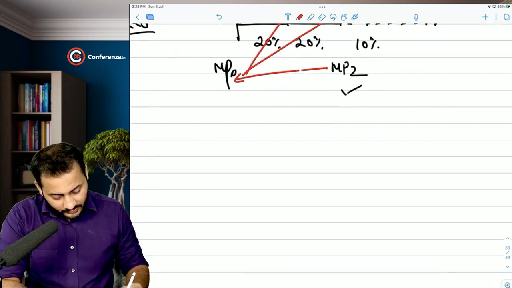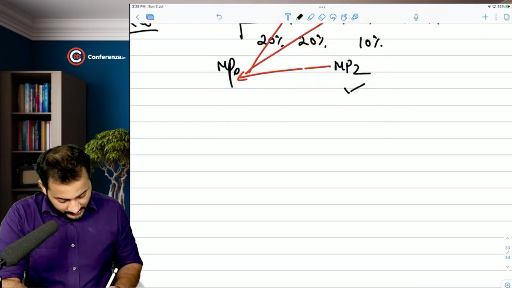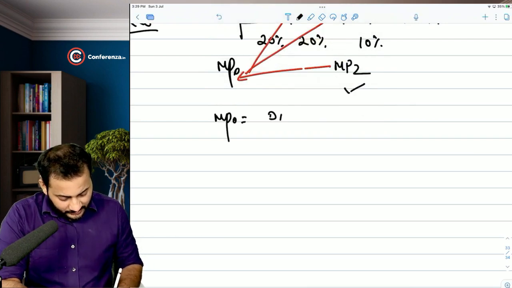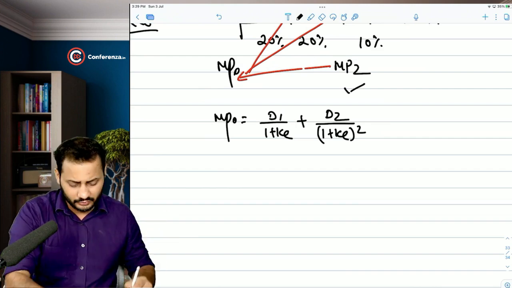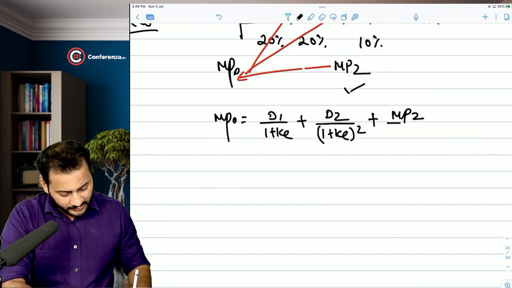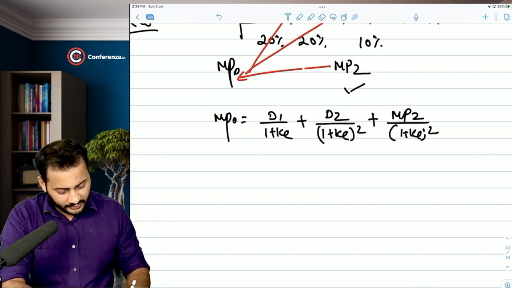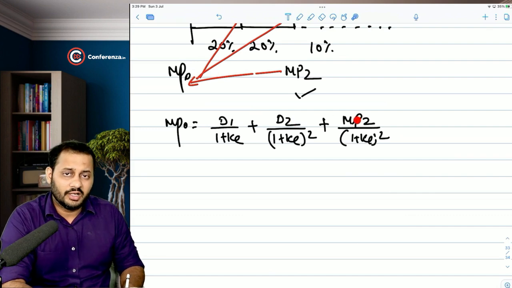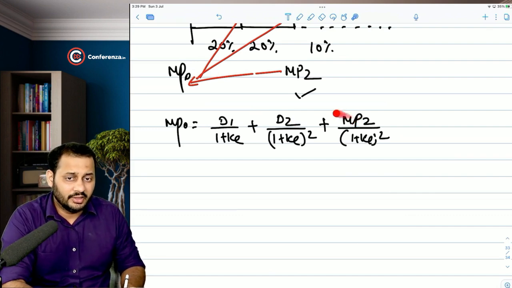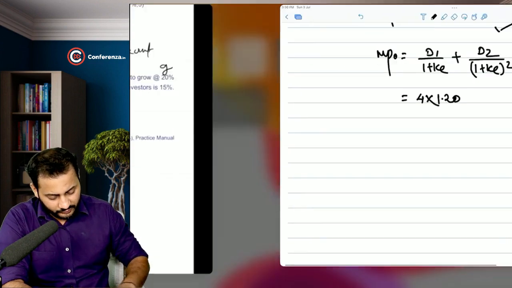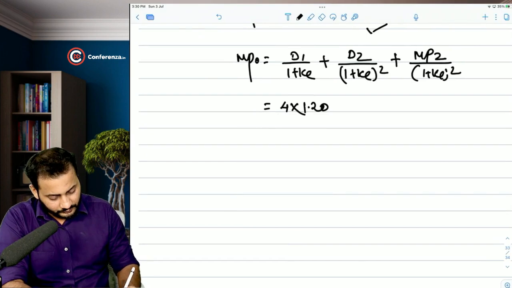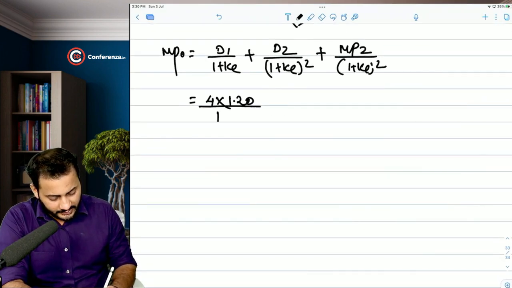So let's just go ahead and write down: MP0 is nothing but D1 divided by 1 plus cost of equity, plus D2 divided by 1 plus cost of equity square, or you can write it in the form of present value factor also, plus MP2 divided by 1 plus cost of equity square. Understand that D2 and MP2 are occurring at the second year end only, and that's why the discounting factor for both of them will be the same. 4 rupees was the dividend and it will grow at 20% for the first 2 years.